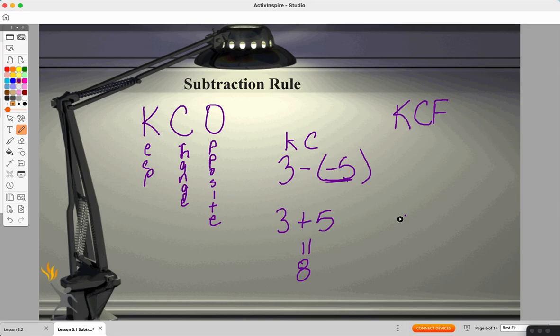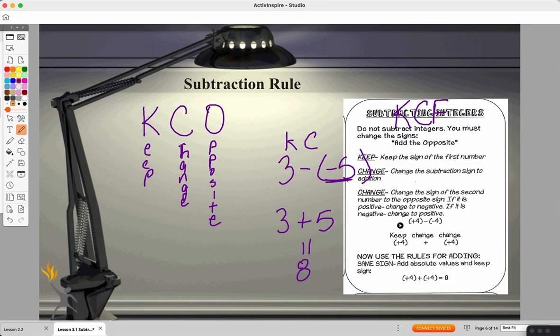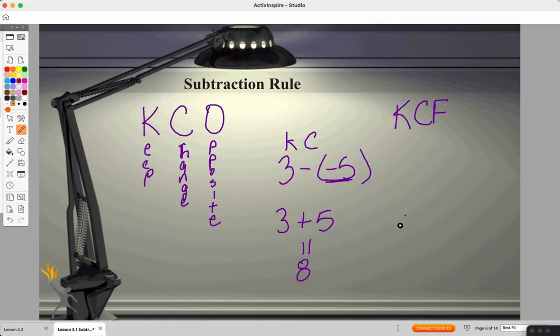Another way to look at it is keep, change, change. Another way to think of it is just 2 different ways to think the same way. I like keep, change, opposite. It just helps me remember that it's 3 different things. It helps me kind of keep that in mind, the opposite of a number. And that's what really is the key to this problem, is learning how to pull this together.